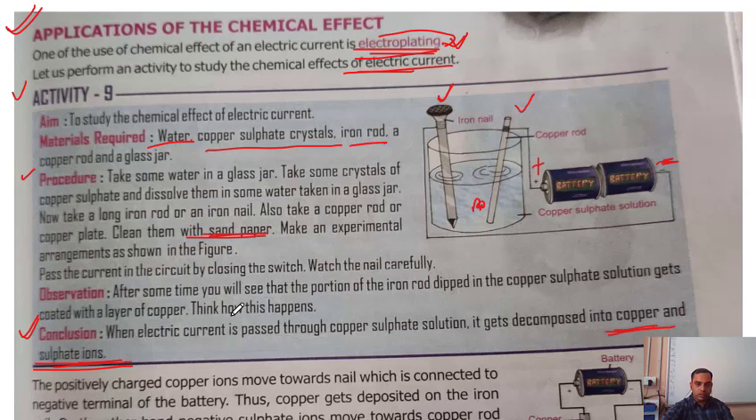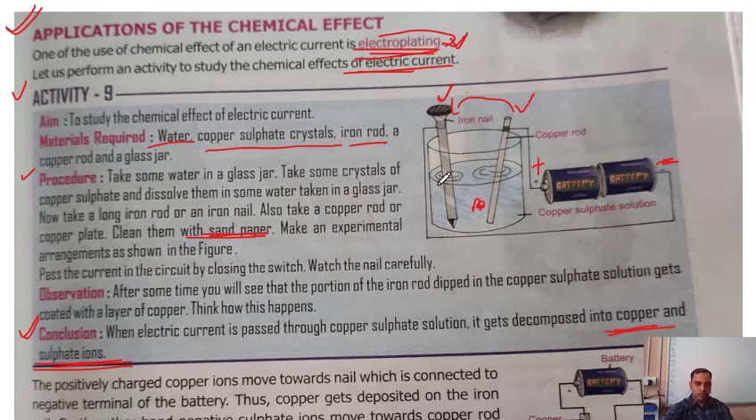So after some time you will see that the portion of the iron rod dipped in the copper sulfate solution gets coated with a layer of copper. Okay. So here, after some time, you are going to see that the iron which is dipped in the solution, copper will start depositing on it. Now here you see that this is an iron rod. A layer of copper will be deposited here.